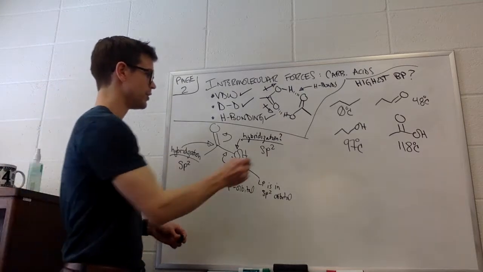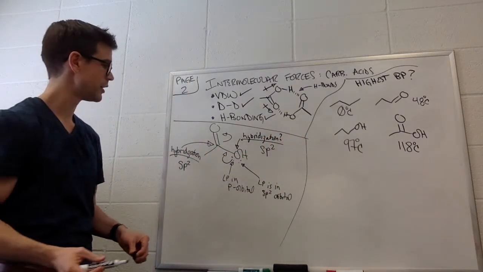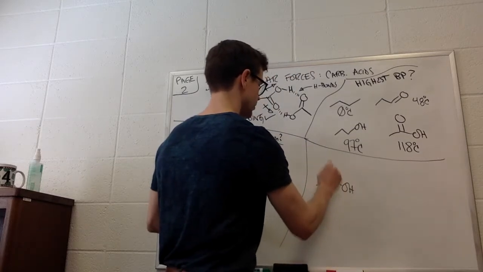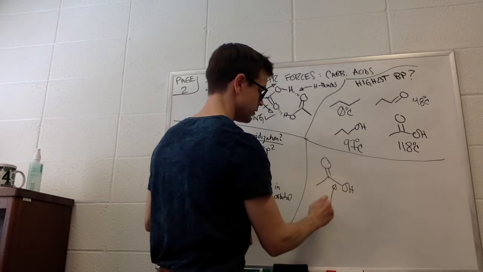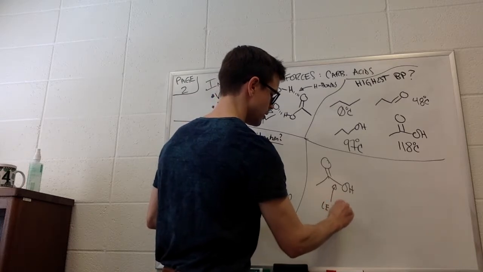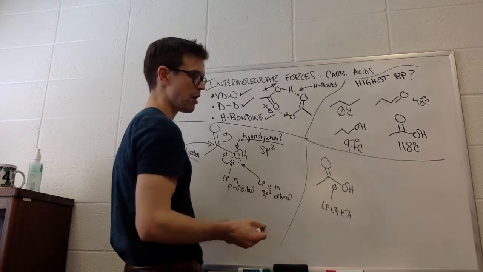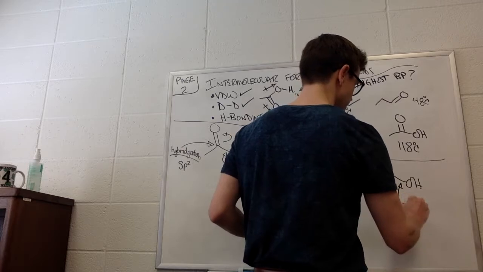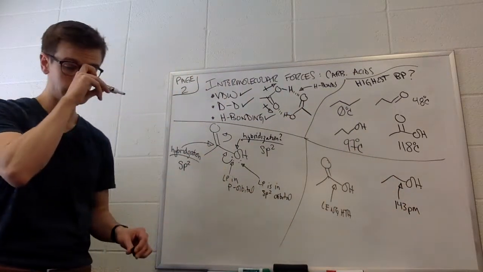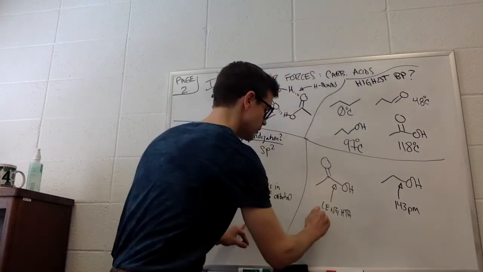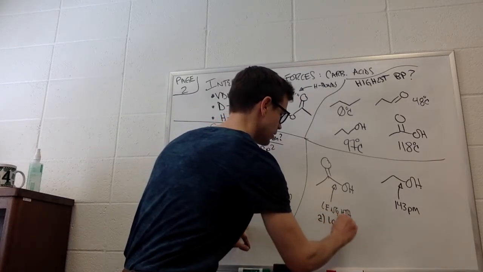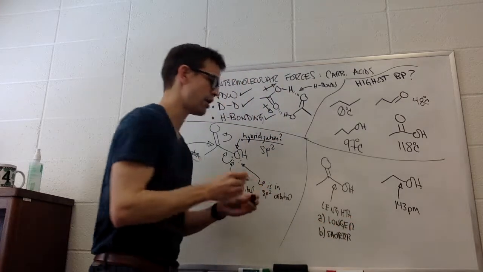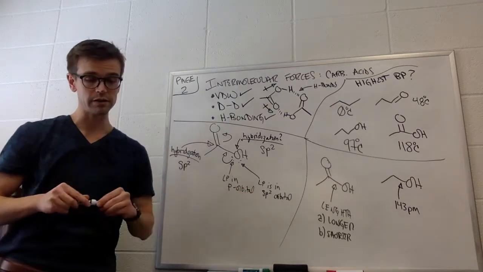Now, what I was asking you guys to do, we'll just get a whole new section of the board for this, is compare the bond length of this CO bond to the bond in ethanol. So this bond here is 143 picometers. So do we think that this bond is going to be longer or shorter than 143 picometers?